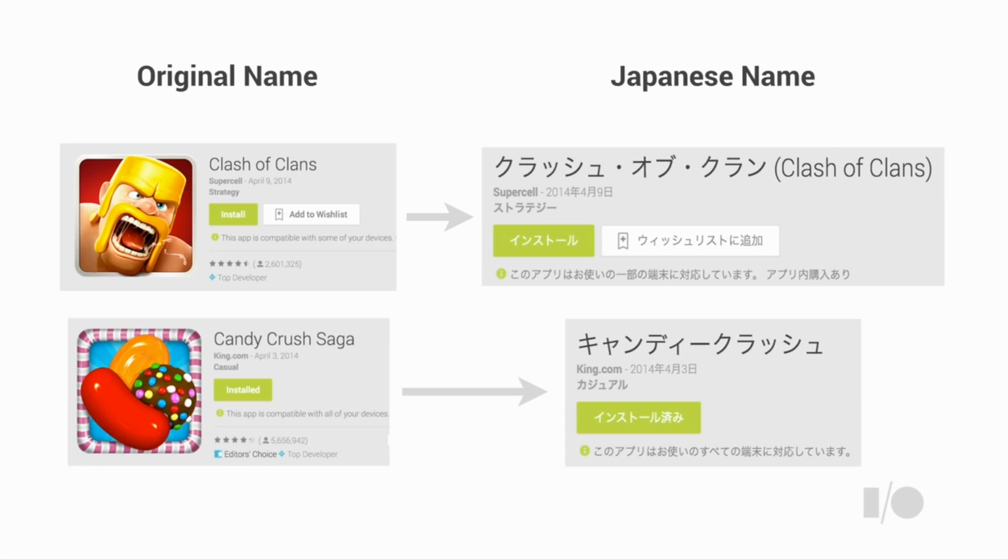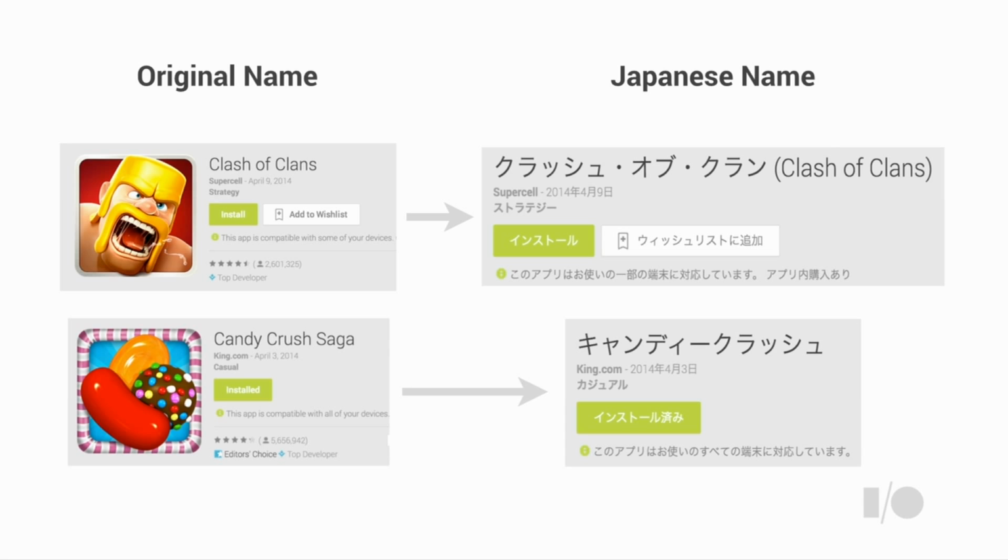How to get into the Japan market: the original game's name is Clash of Clans in the English version. Then they changed to the Japanese version. They made the Japanese name of Clash of Clans plus their original name. That's what Supercell did.